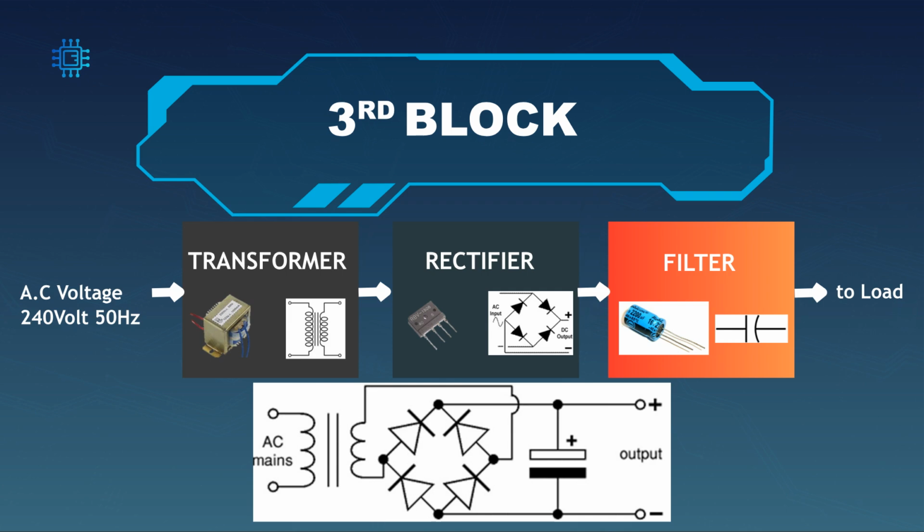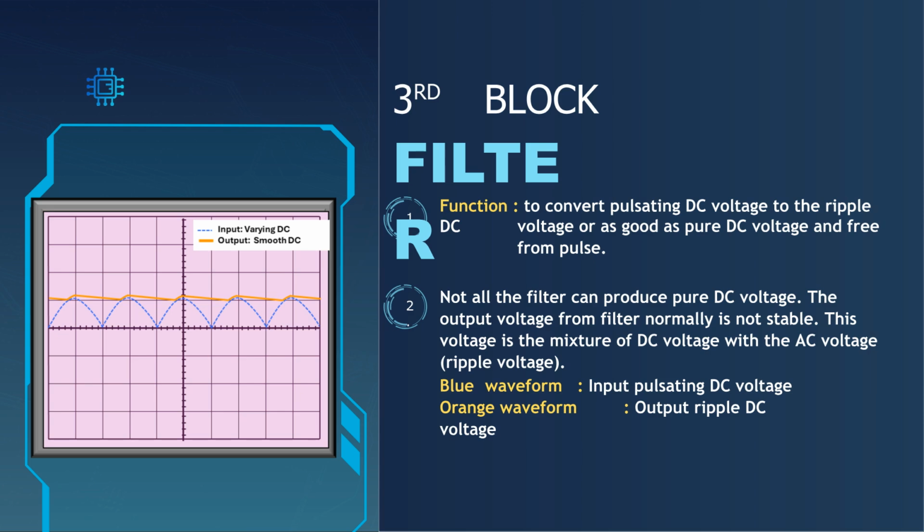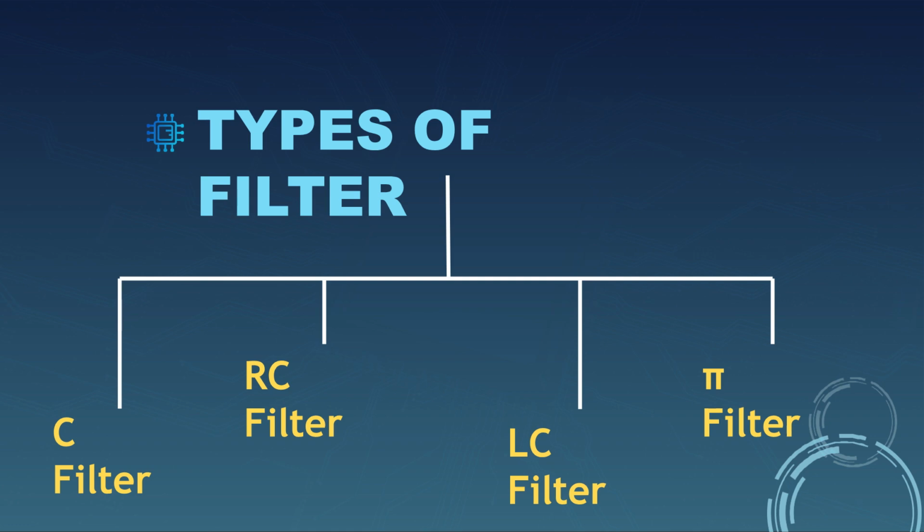Following the rectifier, the third block in the DC power supply is the filter, which further refines the output. The filter converts the pulsating DC voltage into a ripple DC voltage, or ideally, a pure DC voltage. While not always perfectly pure, it significantly reduces the pulse, as shown in the waveform. Common types of filters used in DC power supplies include C filter, RC filter, LC filter, and pi filter.